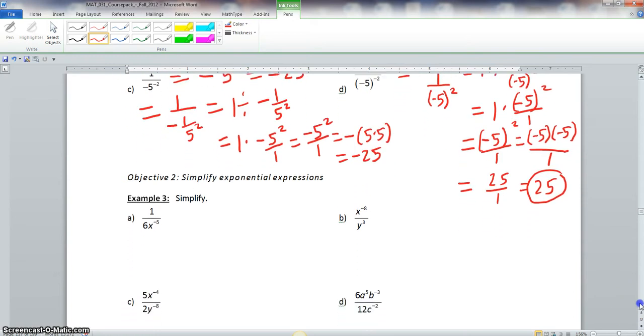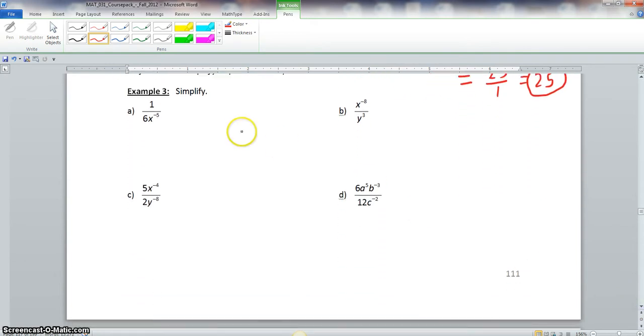Now we scroll down here. It tells us to simplify. Now we have 1 over 6 times x to the negative 5th. So the first thing we would do is this here. I told you sometimes you can use the shortcut, but on some problems you have to show every step you're doing. On this problem I'm just going to show every step.